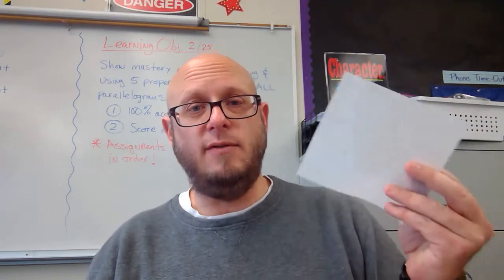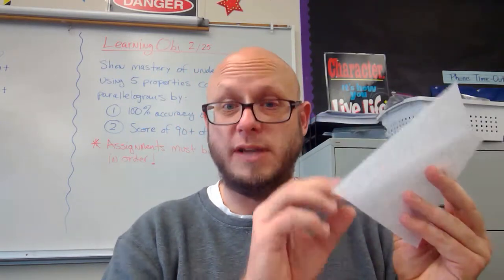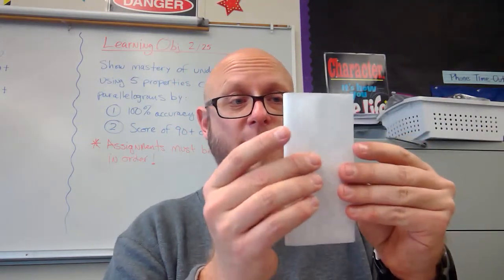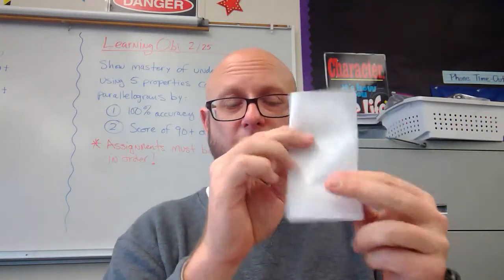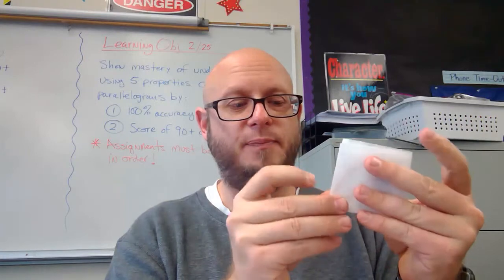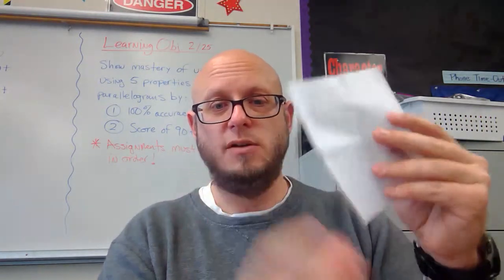So I gave you 3 pieces of patty paper. You're going to grab your patty paper, and the first thing we want to do is take it and fold it into 4 sections. Okay, so we're going to take the patty paper here, you can see, and we're just going to fold it in half, like that, and then we're going to fold it in half again like that, so that we get 4 nice squares.